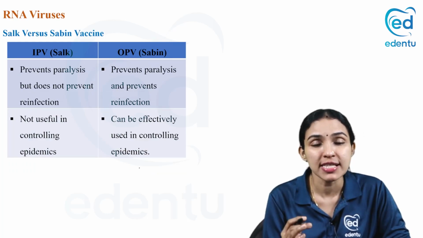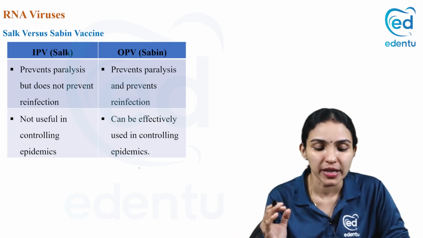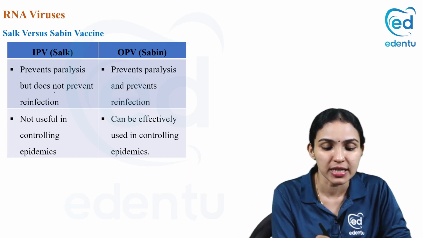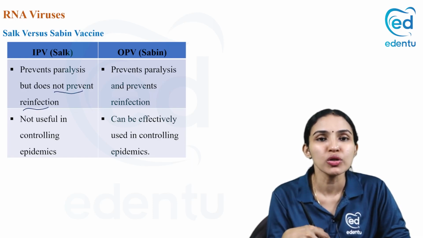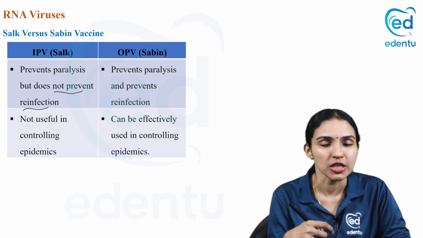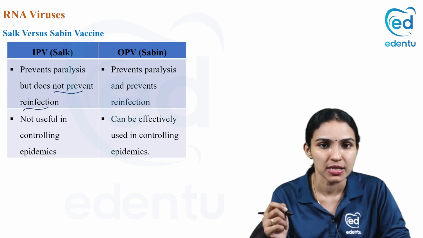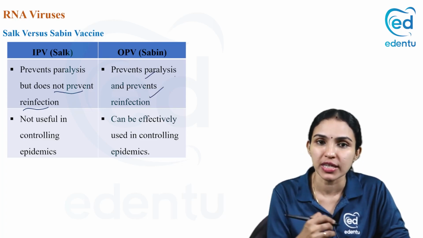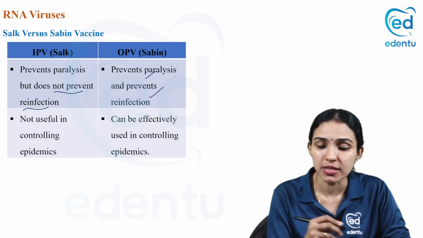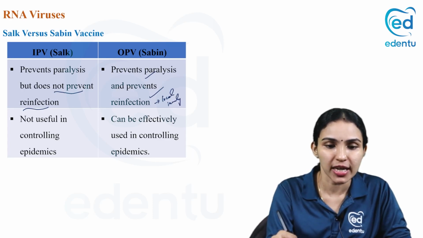So IPV produces antibodies in circulation, so it can prevent paralysis associated with polio, but it does not prevent infection because there is no local immunity. It won't prevent infection, but once the virus enters the bloodstream, it can neutralize it, so it can prevent paralysis. But OPV will prevent paralysis and also it will prevent reinfection because of local immunity with IgA.